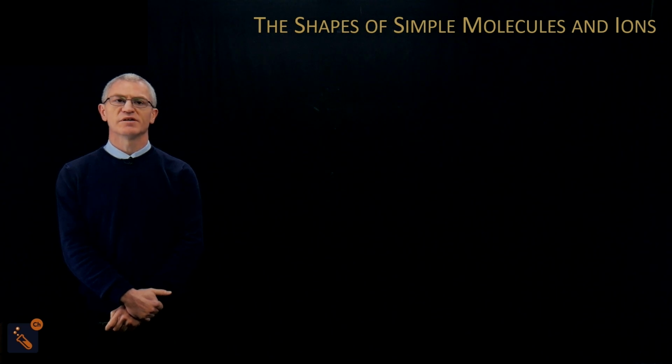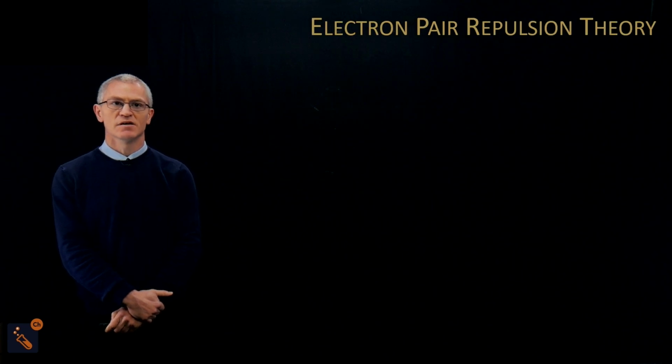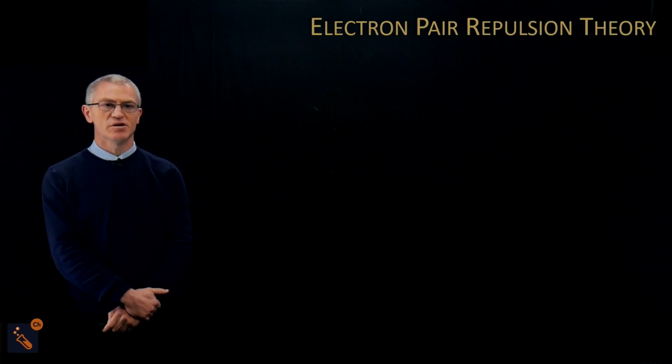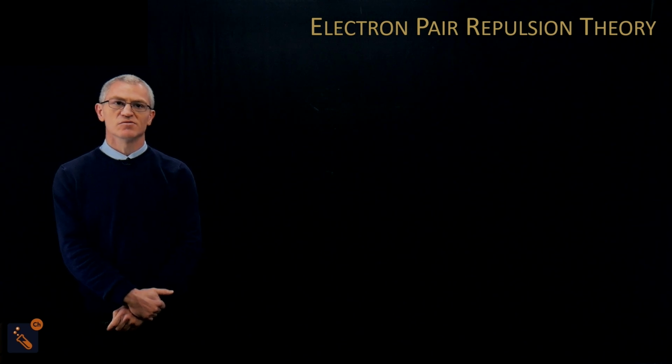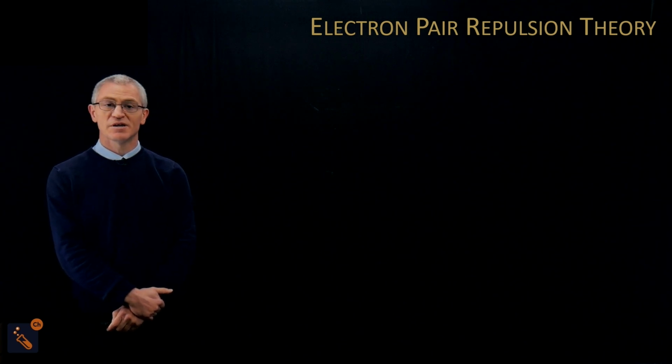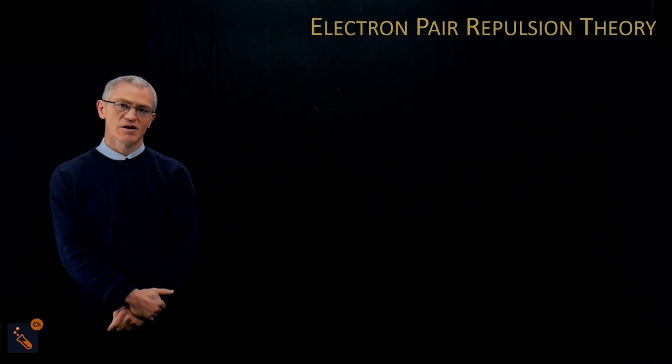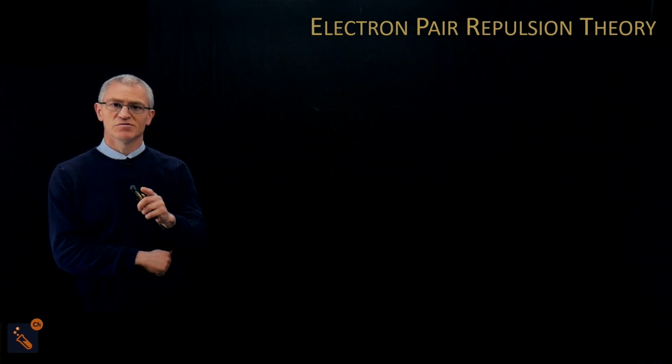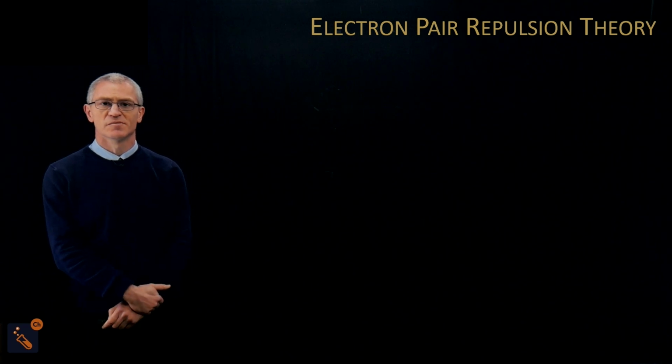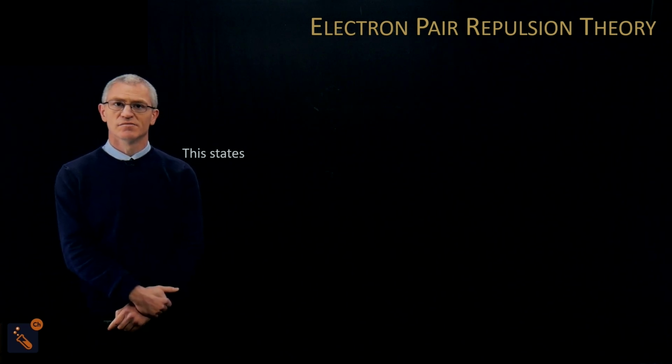In this video, we're going to talk about the shapes of simple molecules and ions. We'll talk about each individual shape and some examples of those, and make sure you can answer exam questions and get all of the marks. This is based upon electron pair repulsion theory. So we need to know how many electrons are around the central atom in a molecule, and we need to then determine the angle between those electron pairs and the name of that shape.